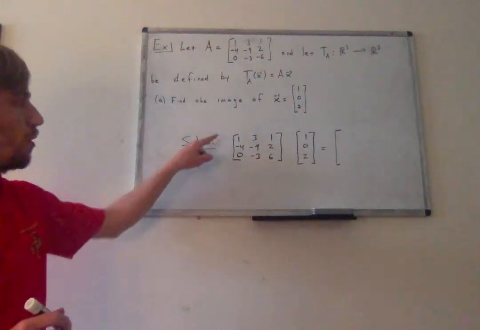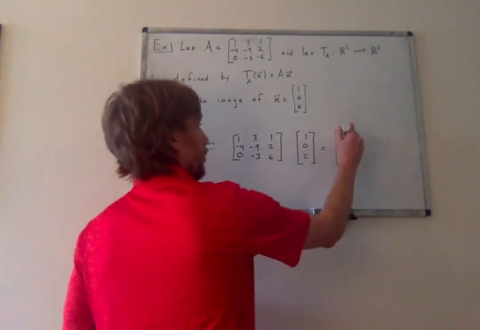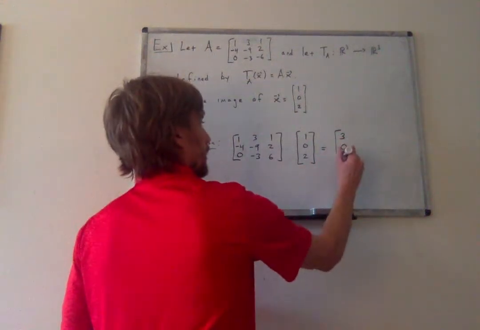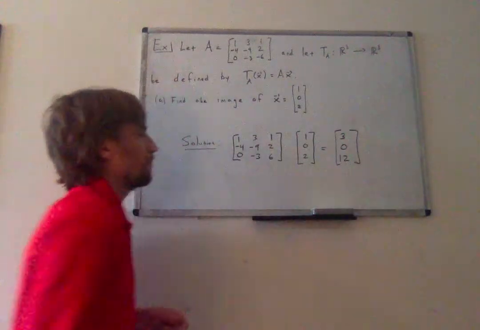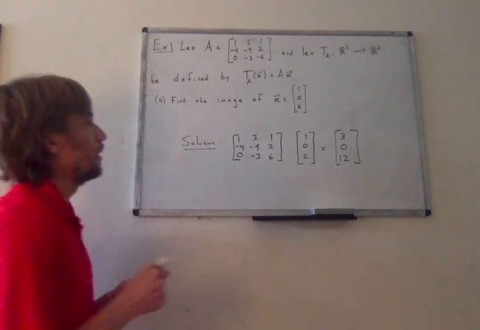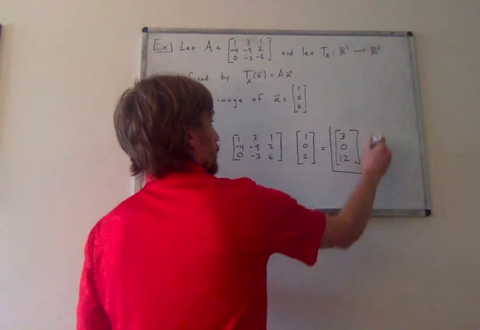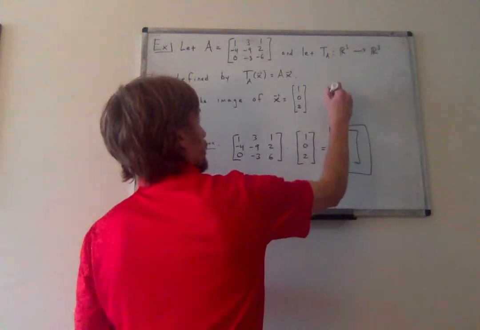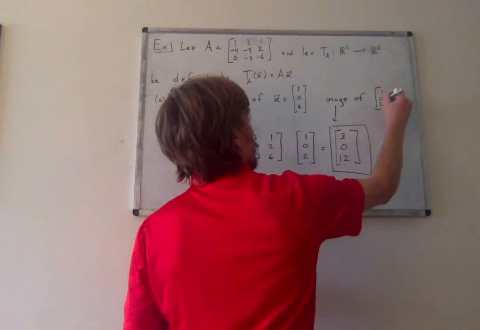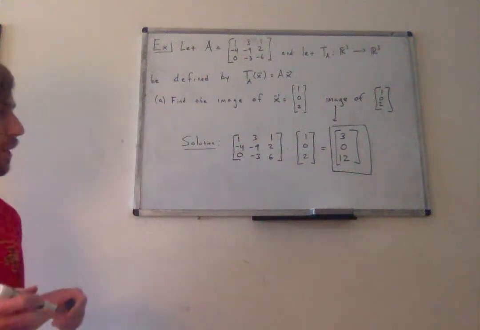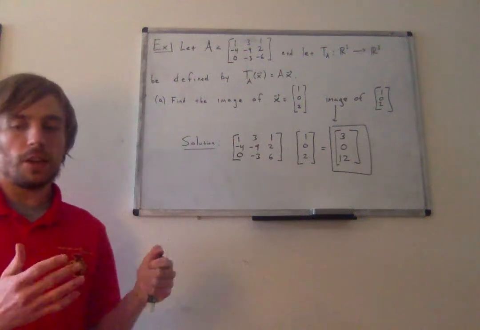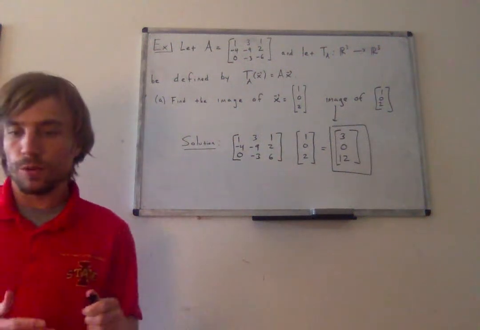All right, so first entry I get 3. Then I think I get 0. And then I get 12. And so notice this is equal to 3, 0, 12. And so this vector, in fact, is the image of x. The vector 3, 0, 12 is the image of the vector 1, 0, 2. All right, so that one was straightforward enough.